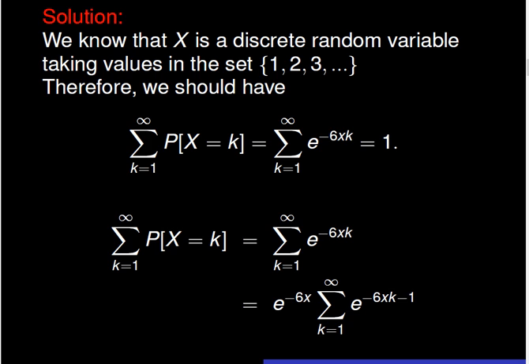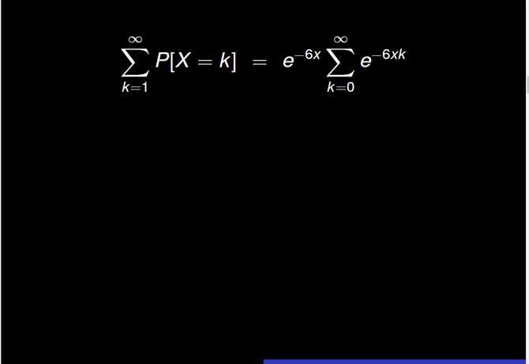It is clear that we factor exponential of minus 6x out and we see that the sum of probabilities is equal to exponential of minus 6x times the summation of exponential of minus 6x(k minus 1), for k going from 1 to infinity. We rearrange the indexes and see that the sum of all probabilities is now equal to exponential of minus 6x times the summation of exponential of minus 6xk for k going from 0 to infinity.